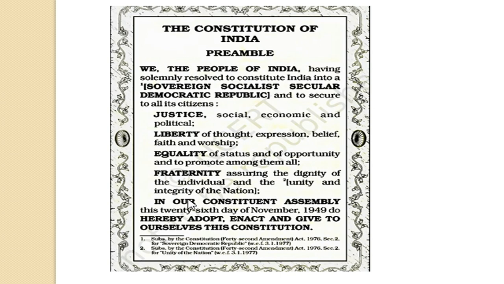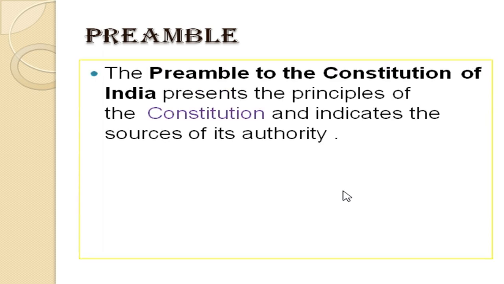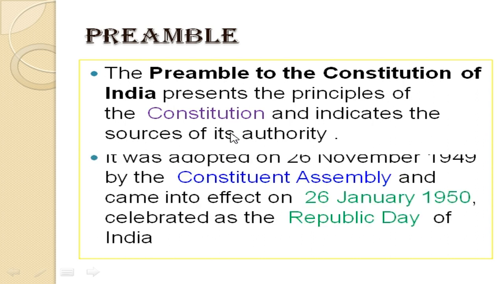So let's just discuss the key factors in this preamble one by one. So let's first understand what the preamble is all about. First, the preamble to the Constitution of India presents the principle of the Constitution and indicates the sources of its authority. So basically, this preamble is representing the principle of the Constitution, what the Constitution is all about, and it also indicates the authority sources. Second, it was adopted on 26th of November 1949 by the Constituent Assembly.